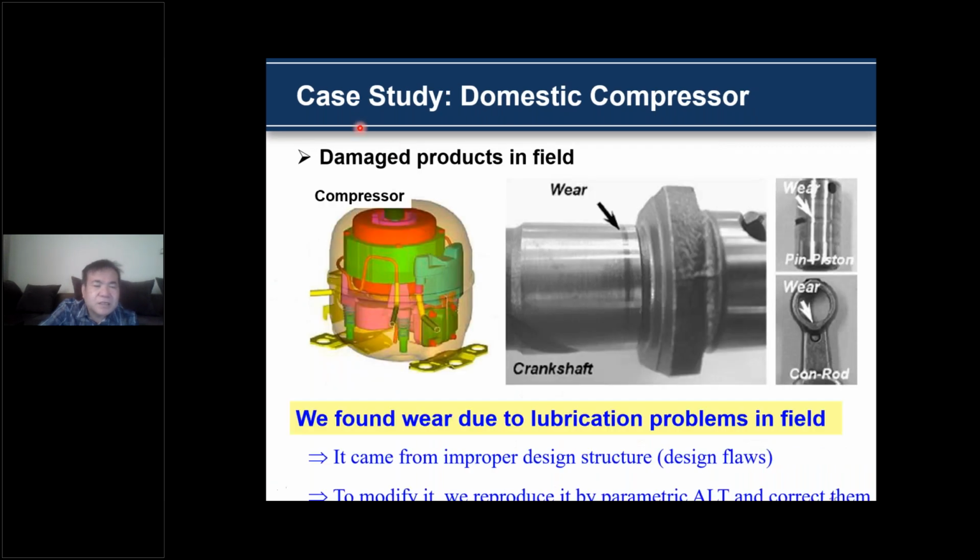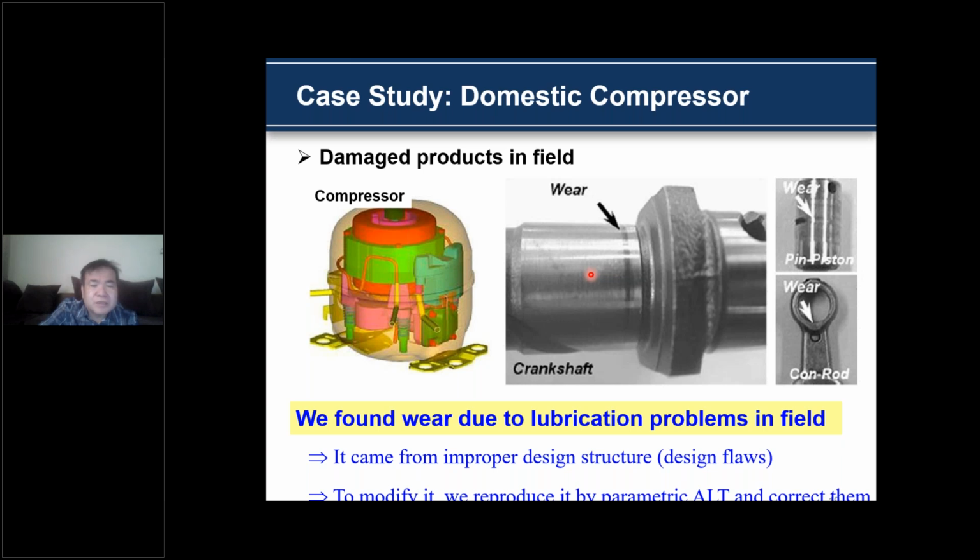This is a damaged product in the field. This is the compressor. This is the damaged product. We found it was due to a lubrication problem in the field. It came from the improper design of the structure. To modify it, we reproduce the failure by parametric ALT and correct them.